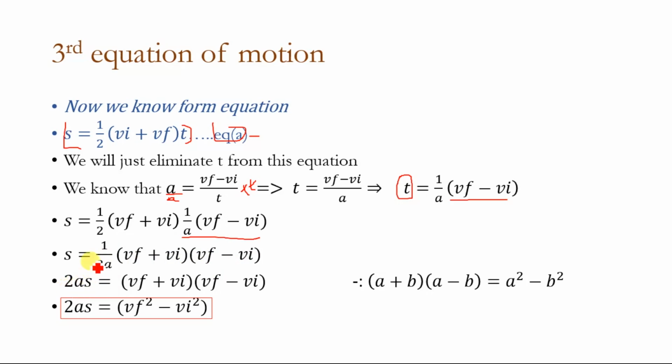Now multiply both sides by 2A. This 2A will cancel with this one, and 2AS will become equal to (Vf plus Vi) into (Vf minus Vi). Now we have a formula which is (a plus b) into (a minus b) equal to a square minus b square. Similarly, we have this equation, (Vf plus Vi) into (Vf minus Vi). We use this formula to get the new equation, which is 2AS is equal to Vf square minus Vi square, and this is the third equation of motion.